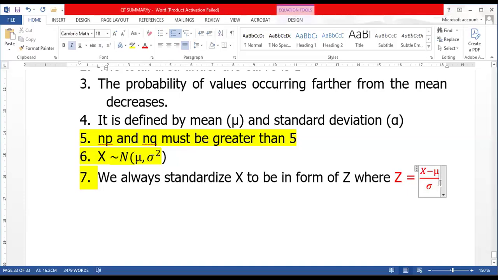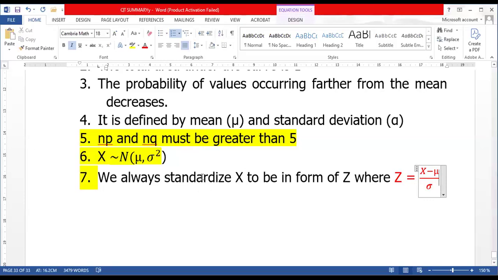Yes. Please take note that when we are dealing with a variable, of course, we will be dealing with a variable x, a random variable x. But as we get the probability, because we need to use the z table, we will always standardize from the random variable x to z, okay?